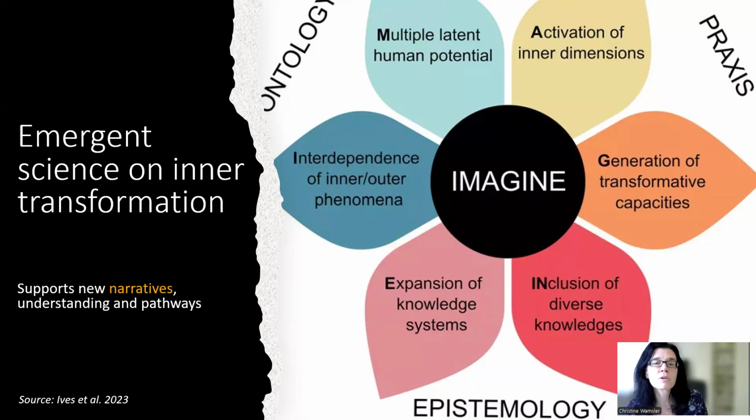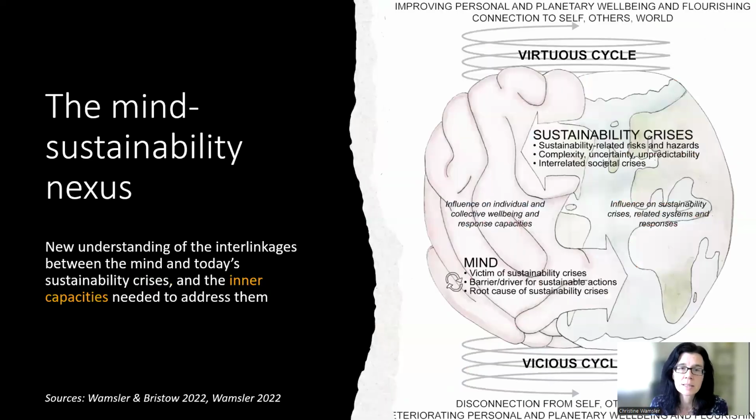And related work supports new narratives and pathways that can better address the root causes of today's polycrisis, as summarized in the Imagine framework. So it is about imagining new narratives and pathways, and we want to do this based on an in-depth understanding of the linkages between the mind and today's sustainability crisis, which is illustrated here in this figure, which shows that mind sustainability nexus.